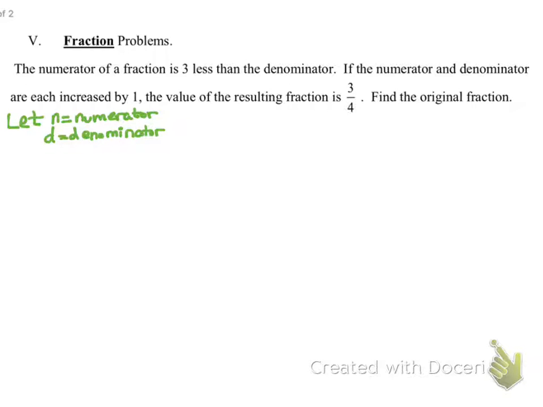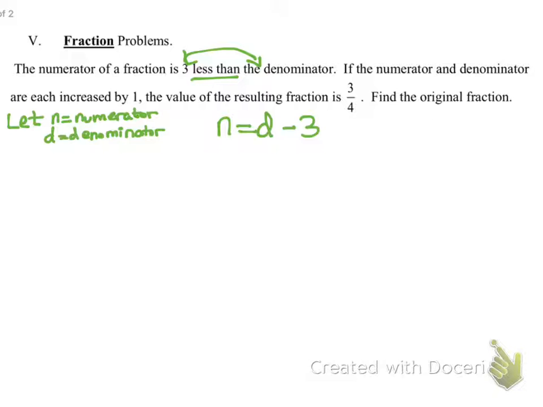Now this first sentence says the numerator of a fraction is 3 less than the denominator. So n is 3 less than, so the 3 switches with the denominator, d minus 3. My numerator is the denominator minus 3. Now the second sentence gets a little bit trickier. It says, if the numerator and denominator are both each increased by 1.